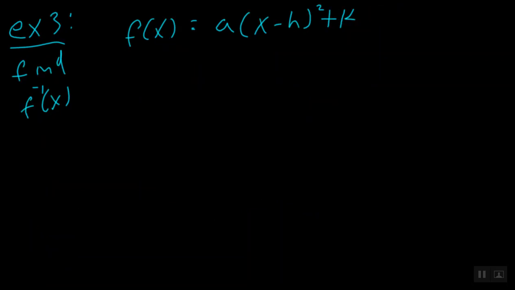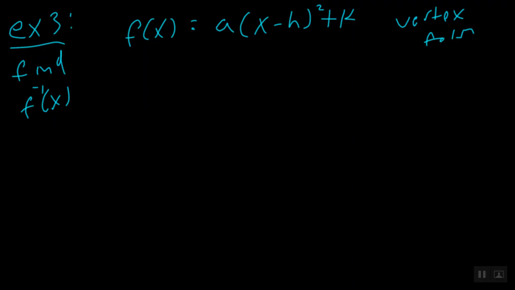Alright guys, so here we have f of x is equal to a parentheses x minus h squared plus k. And you might even recognize this as the vertex form of a quadratic. Now what I want you to do is find the inverse of this, and that is kind of interesting. Okay, so what in the world are we going to do first?